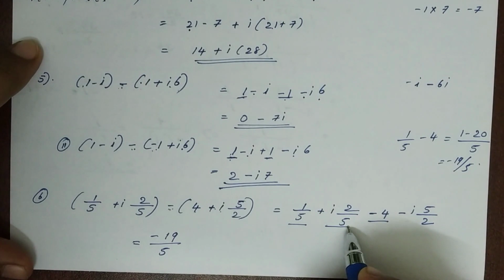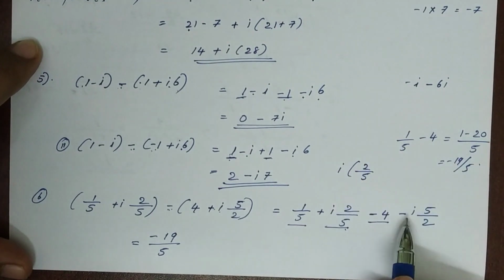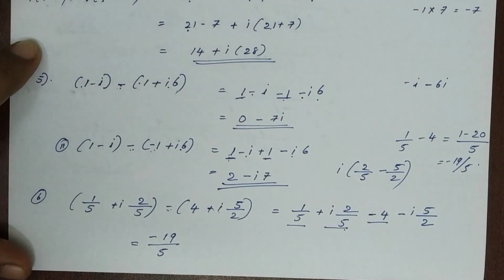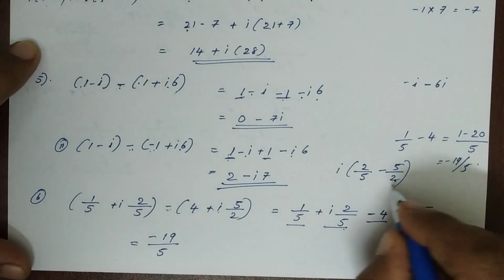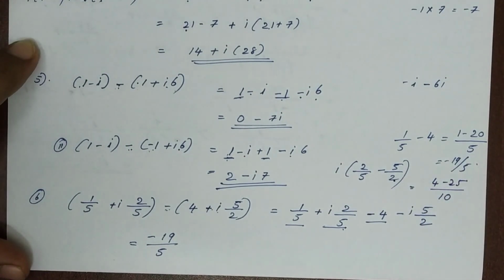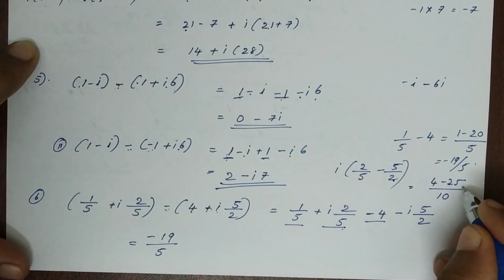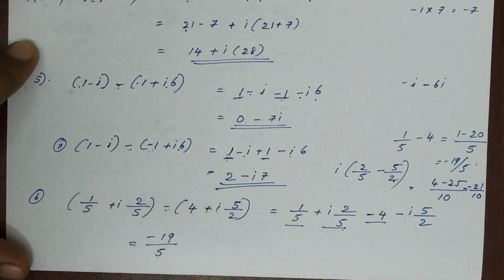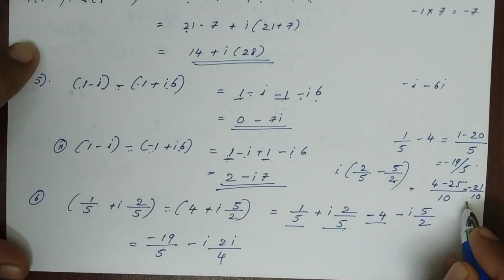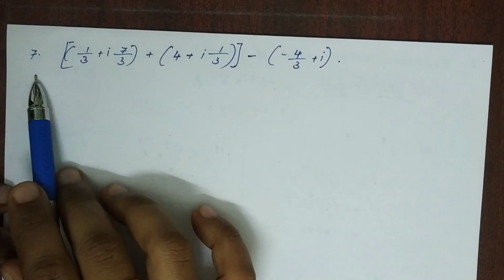Then here imaginary part is i into 2 by 5, and here minus i into 5 by 2, so minus 5 by 2. Now here LCM is 10. Take 10 as LCM. Then here 4 comes and minus 25 comes. So 4 minus 25 is minus 21, that is minus 21 divided by 10. So here minus i into 21 divided by 10. This is the answer. Next question, 7th question.